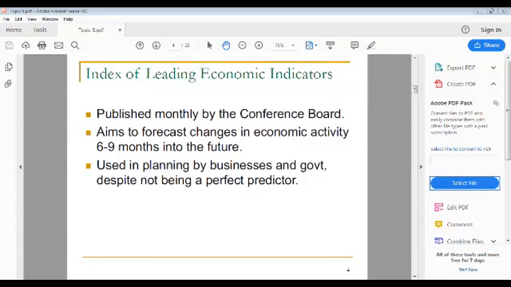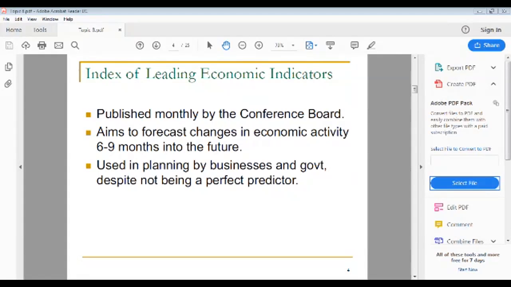So this is the leading economic indicator index. Think of it in index terms: it's basically a collection of all the statistics that economists like to look at when they're trying to make a prediction of what they think is going to happen in the future. Let me give you some other examples of what economists look at.